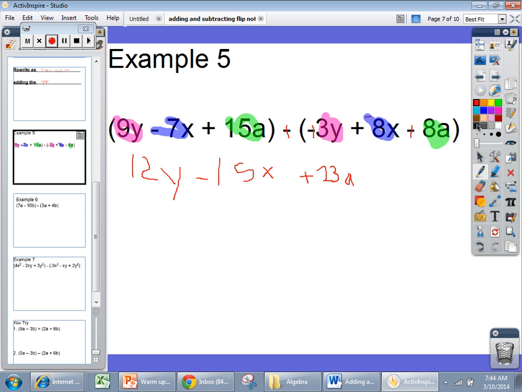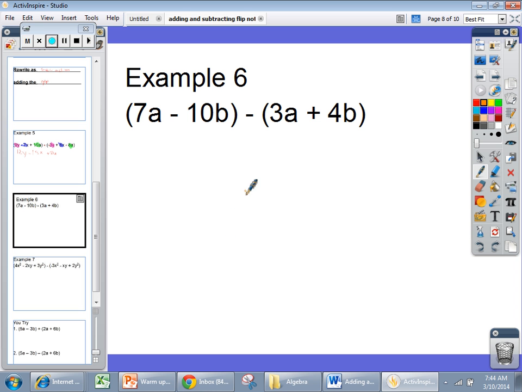Are you ready for example 6? Alright, so remember we're only changing this back portion right here, so change the plus sign in the middle, and the 3a is going to become negative, and the 4b is going to become negative. Color coordinate, so we've got a 7a and a negative 3a. And then we have a negative 10b and a negative 4b.